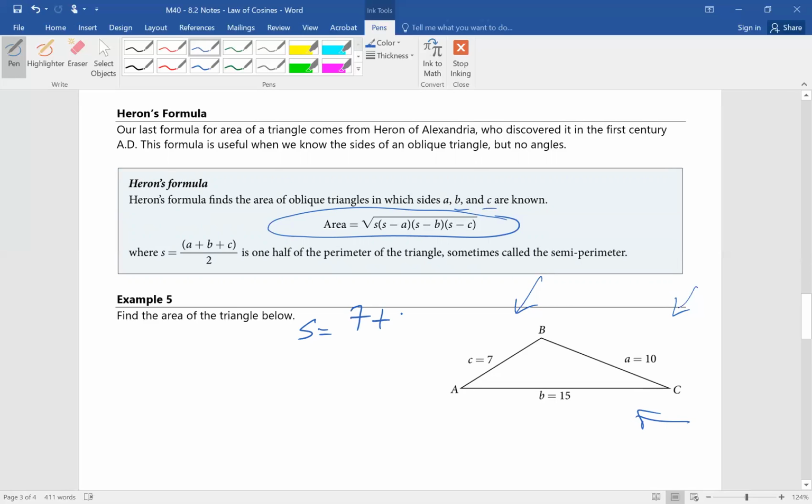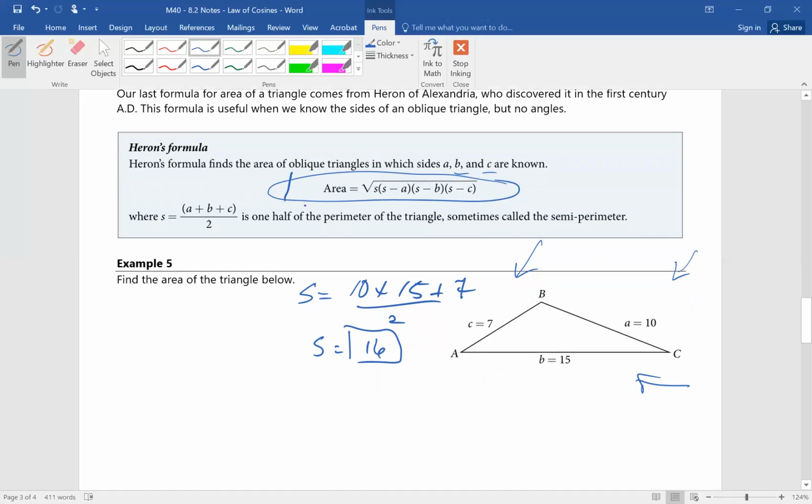Let's take 10 plus 15 plus 7. If I take all that and divide it in half, you need this answer s, which should end up being 16. If that's 16, you can use that in the formula.